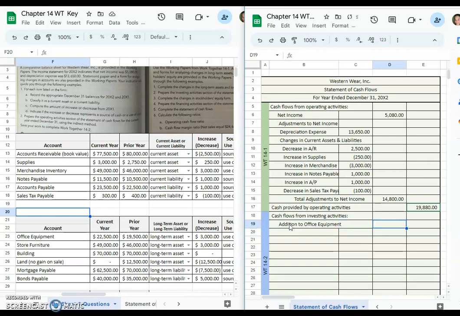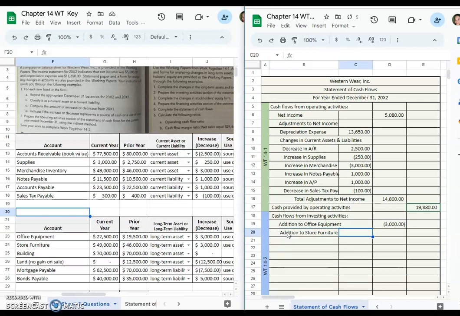And that amount was $3,000, but it's going to be a use of cash, so we'll put it in as a negative number. Okay, now we have an addition to store furniture. Same thing, it was a $3,000 addition, use of cash. So we'll put it in as a negative number since it's a use. And then looks like we sold our land, so we had proceeds from sale of land.